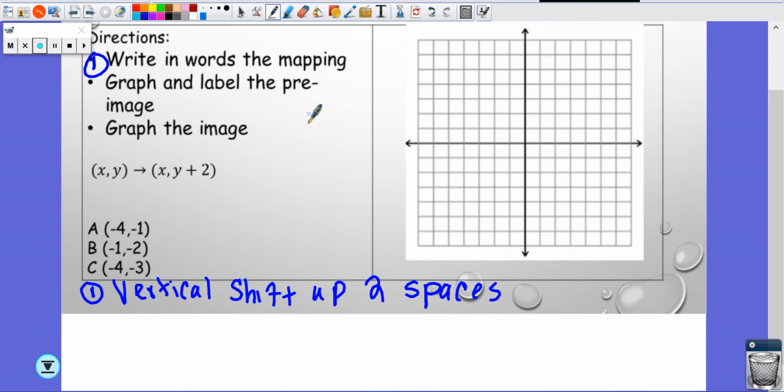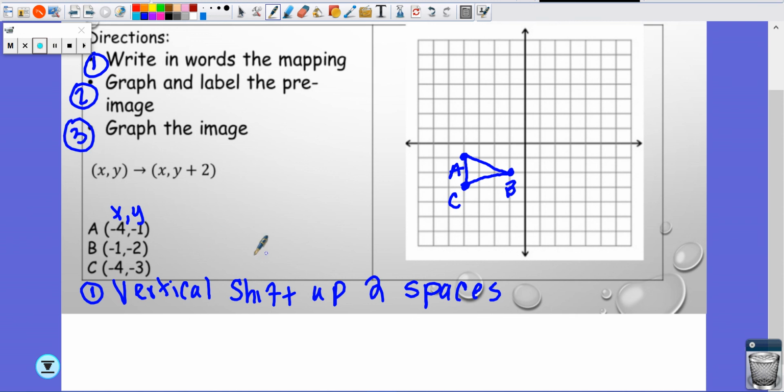Okay, the second one says graph and label the pre-image. So I'm going to go ahead and graph these points. So that's on the negative side, this is the X, and this is the Y. And remember, just like your ABCs, X runs, Y goes up and down. So 1, 2, 3, 4, that's -4 and -1. That's my A. And then -1, -2, that's my B. And then -4 and -3, 1, 2, 3, that is my C. Okay? So that is my pre-image. Now, I did that one. Okay, so number 2 is done.